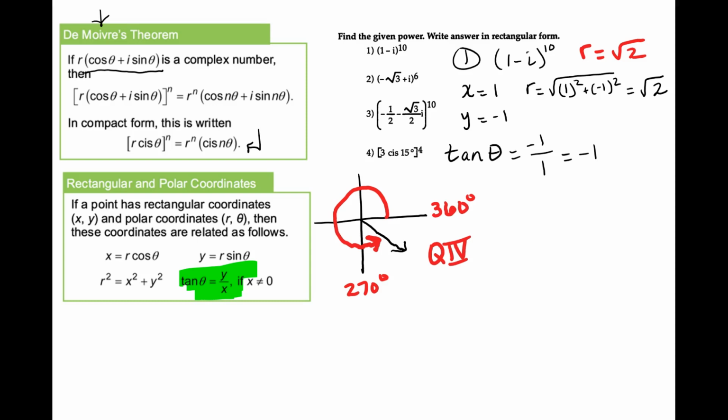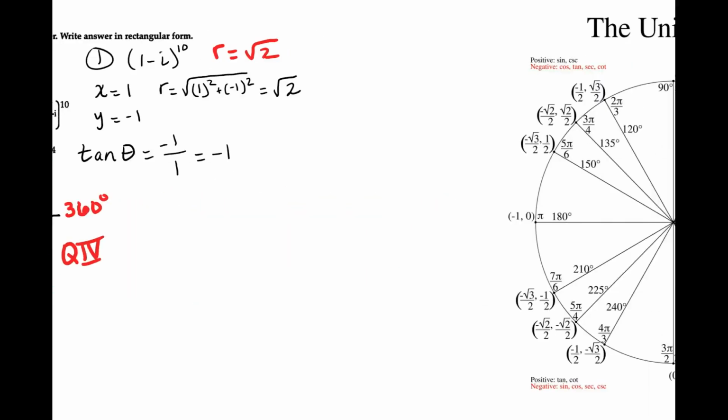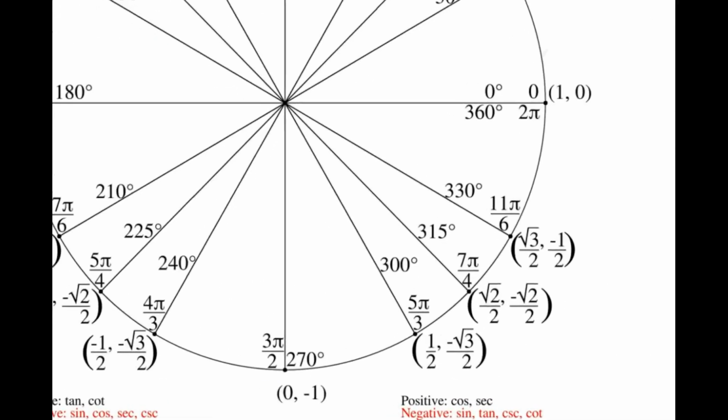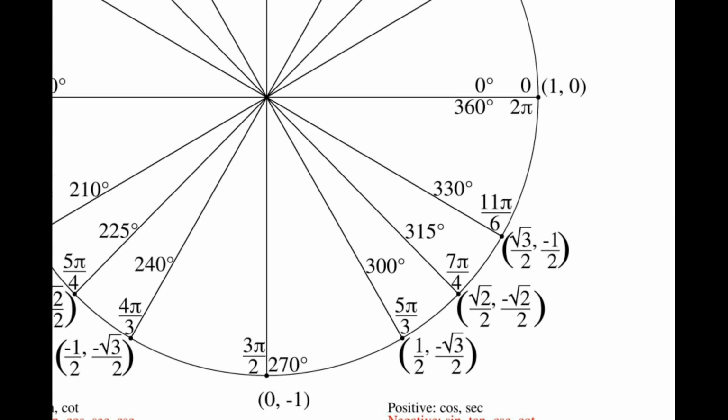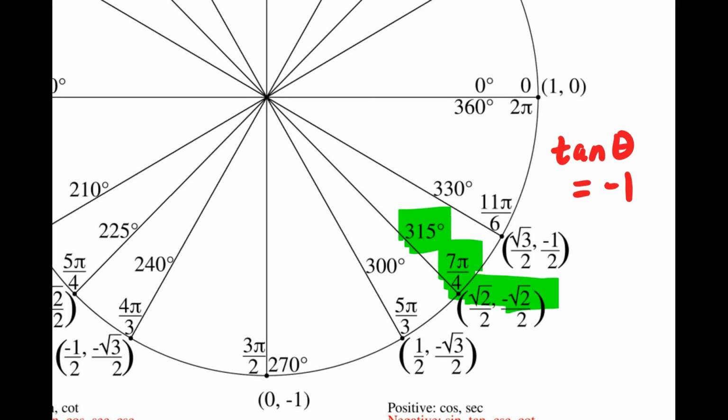So let's take a look at our unit circle. Here's our unit circle. We're going to zoom in on quadrant 4. Now we're looking for where tangent of theta equals -1, and tangent, recall, is y divided by x. That means that y and x have to be the same but opposite in sign. And we find that right here at 315 degrees, 7 pi over 4 radians. And there are the coordinates x and y, cosine and sine.